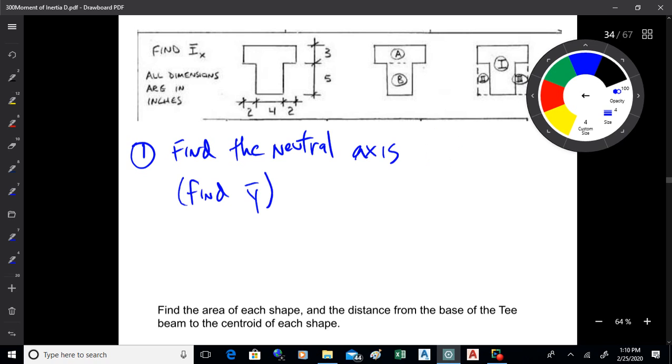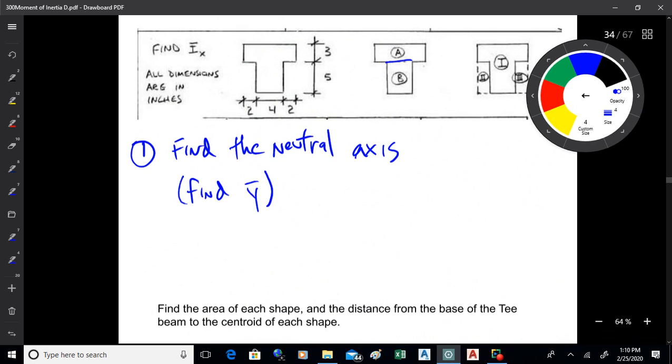Now I like doing these things in tables, so I've got tables set up for you there. Let's just find y bar in the simplest way, so let's break it up into A and B. Okay, so let's start by finding the area of A and the area of B, and also finding the distance to the centroids of those from a convenient location, generally speaking, the base of the entire beam. So what's the distance up to the centroid of B? What's the distance for the centroid of A? And what are the areas of the two shapes?